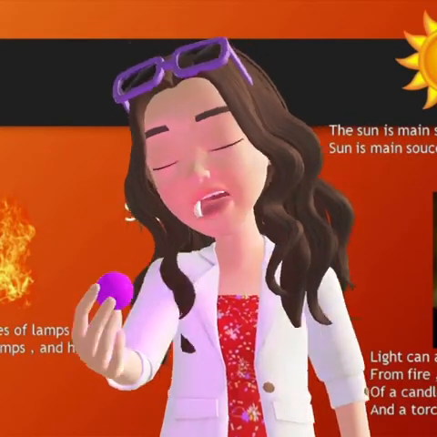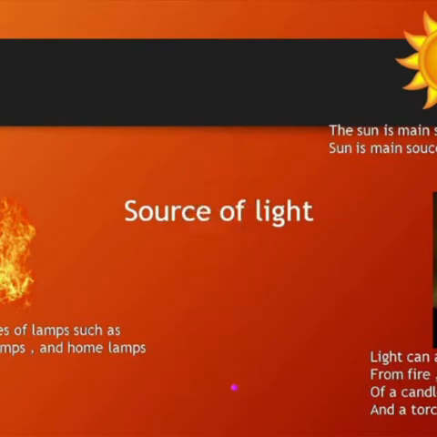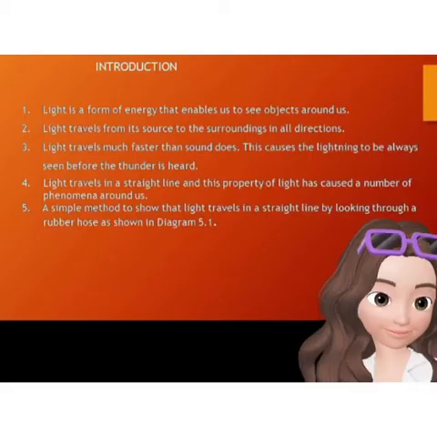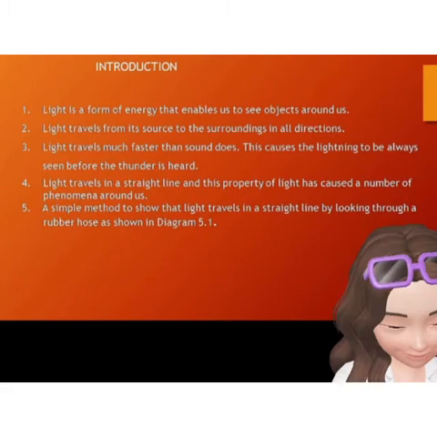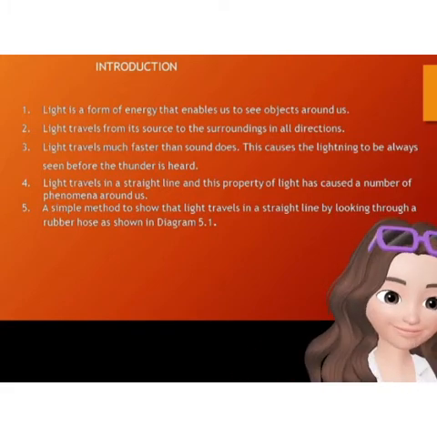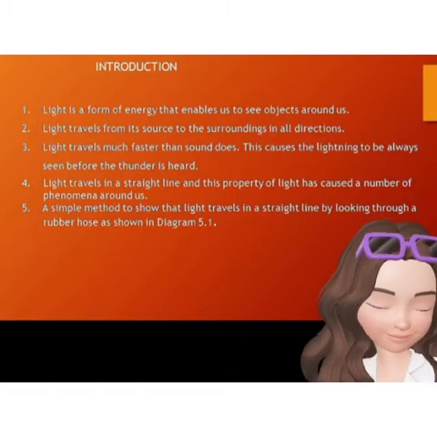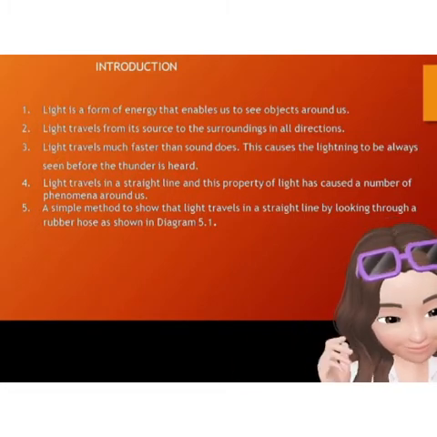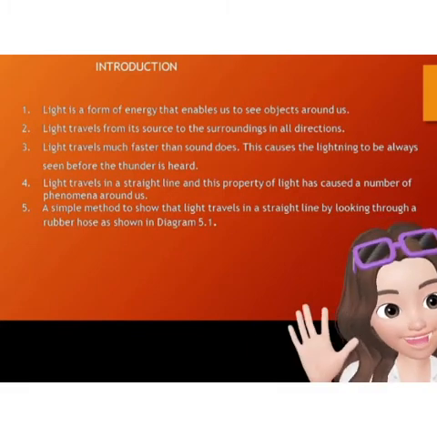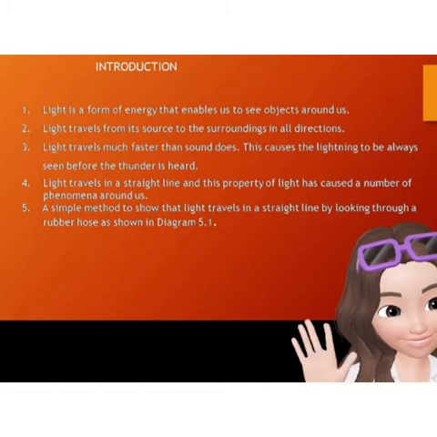Last week we already learned that the sun, fire and lamp are sources of light. Light is a form of energy that enables us to see objects around us. Light travels from its source to the surroundings in all directions. Light is also faster than sound. This causes the lightning to always be seen before the thunder is heard.